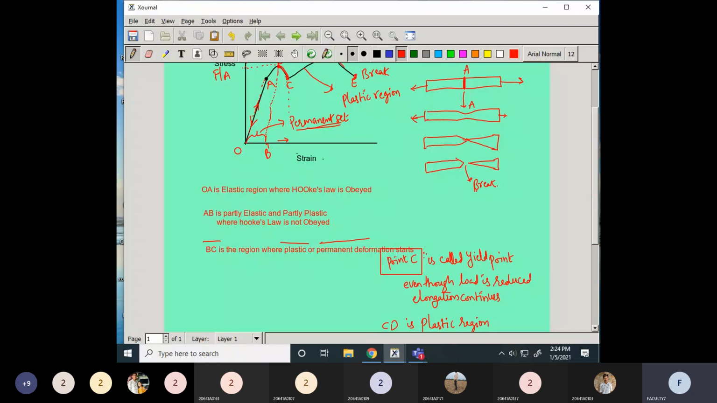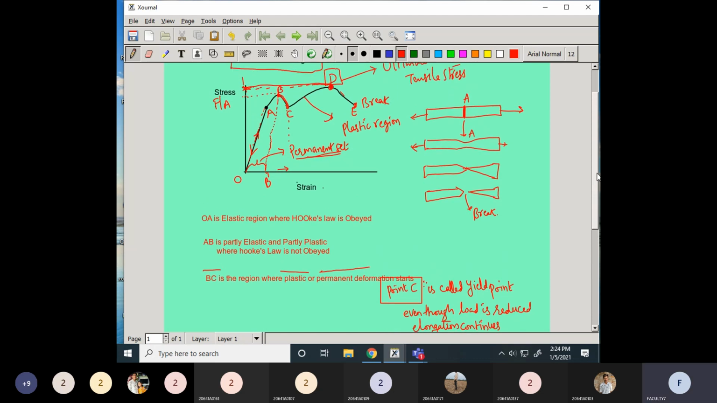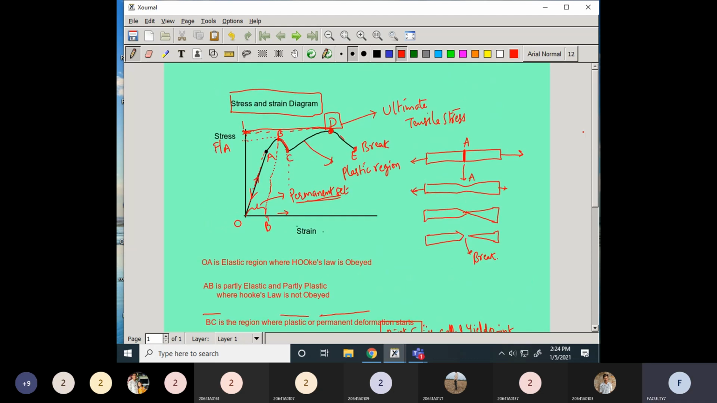Now after finding these particular properties, where are you going to utilize this? That was the question. If I ask, what is the use of this stress strain diagram, then what will be the answers? You can answer like this: you can find the elastic behavior of the material.